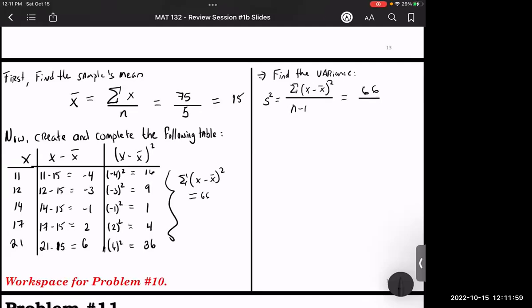N is your total number of data values, which is 5. And then you have to subtract 1 from it. So if n is equal to 5, then what's 5 minus 1? Yeah, 4. And then you now will take 66 divided by 4, and this gives you your variance.